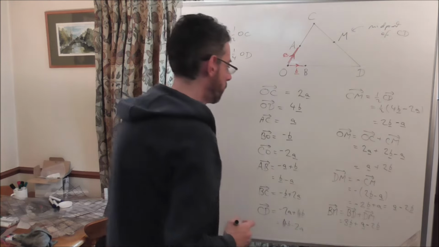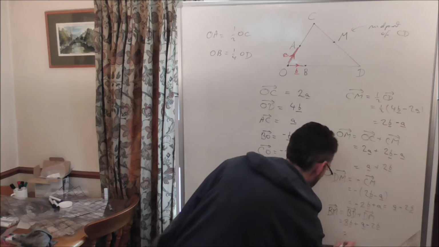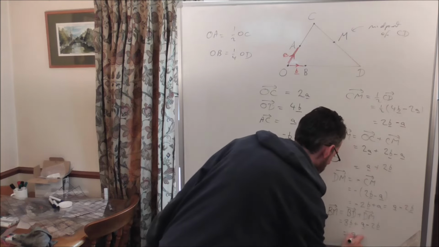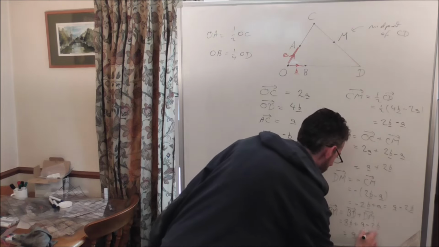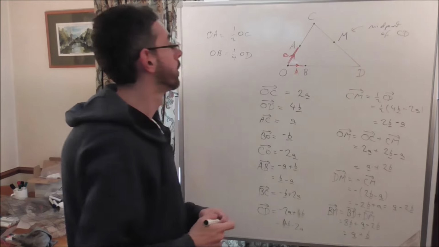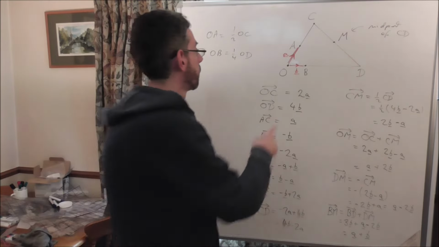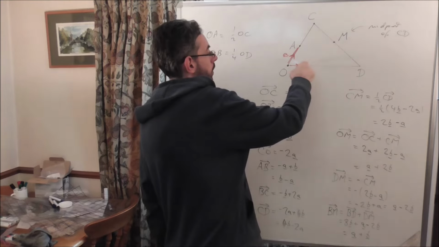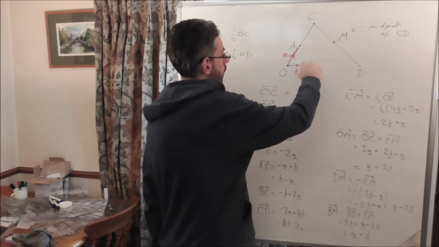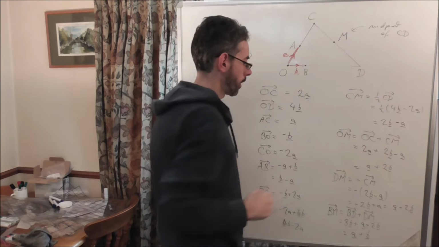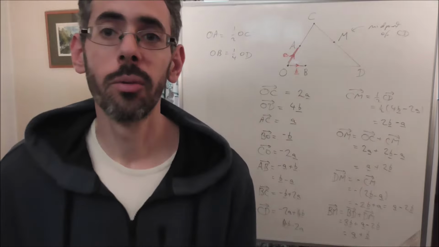So let's see what we get overall. So overall we get 1A plus 1B. It's just A plus B. Let's just check if that seems right. So starting at B, if we do A and then B, will we get to M? So if we do A and then B, yeah, that seems about right. So that's it.